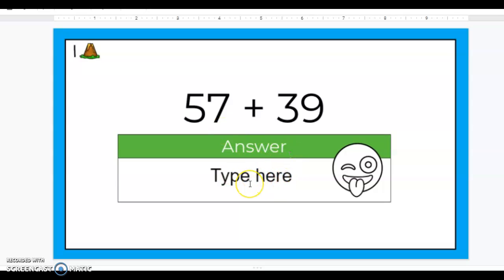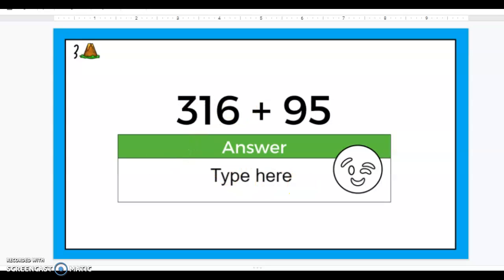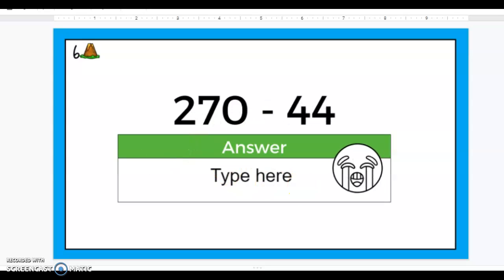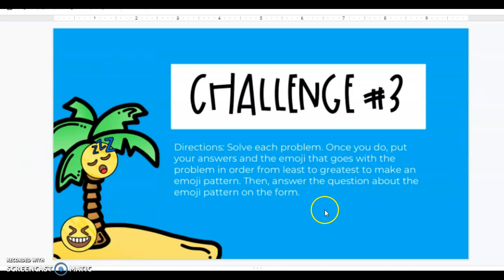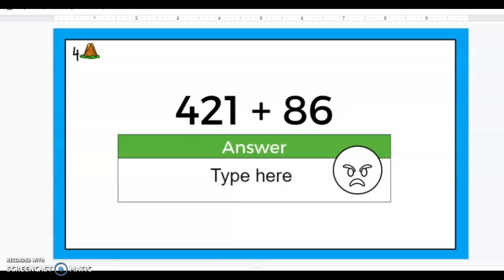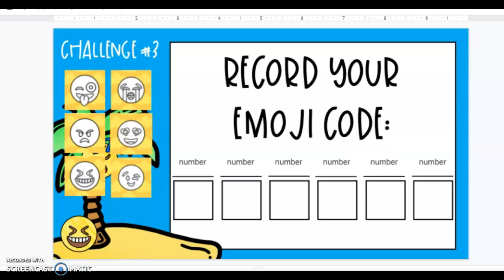So you're going to type your answer here. You're solving these addition and subtraction problems, and then you're going to put them in order from least to greatest. So these numbers in order from least to greatest. And you're going to move your emojis over according to what emoji goes. So if that's the first one, you're going to move that emoji there. All right?